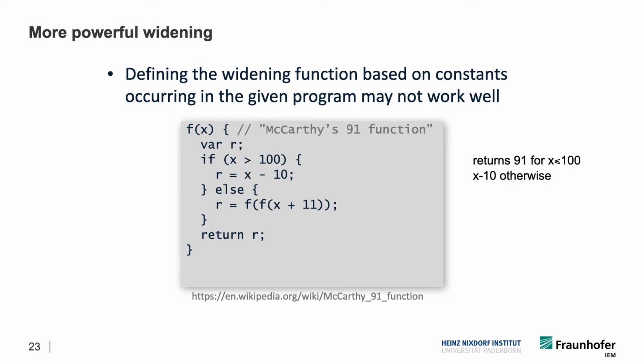So it returns the value 91 constantly for every input that is smaller or equal to 100, and it returns x minus 10 in every other case. And so even for the input 101, it actually returns 91, because 101 minus 10 just happens to be 91. And obviously it would be nice if we had an interval analysis that could figure this out, right?